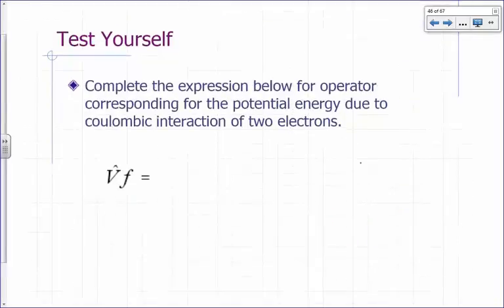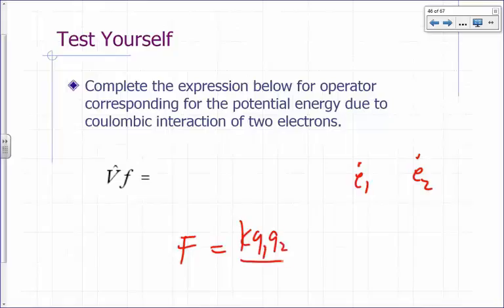Let's look at this one right here. We have 2 electrons, electron 1 and electron 2. What's the potential energy of interaction between 2 charged particles? Remember from physics? Coulomb's law says the force between 2 particles is what? K Q1 Q2 over r², right? Or you can write it as 1 over 4 pi epsilon naught Q1 Q2 over r². What's the potential energy between them?